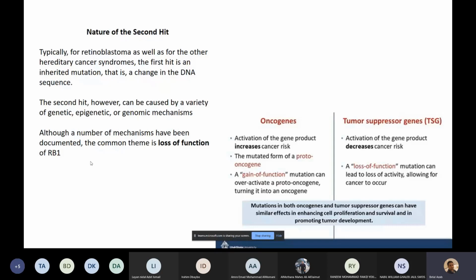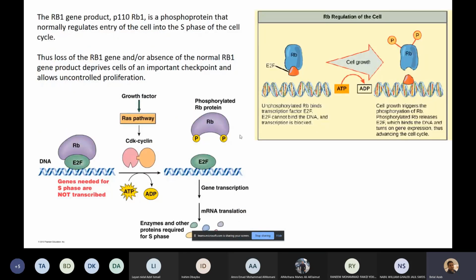The second hit comes in different flavors. It can be at the genetic level, or, as we said earlier, at the chromosomal level, but the common theme, the common flavor of a second hit, is the loss of function. Bear in mind, a theme of oncogenes, on the other hand, is a gain of function. The RB1 gene product, the protein itself, is involved in inducing or repressing the cell cycle. When it is not phosphorylated, it binds to E2F and therefore inhibits the cell cycle at the S phase. When it's phosphorylated, it detaches from the E2F transcription factor that will drive the expression of genes, allowing a cell to undergo growth and the cell cycle.